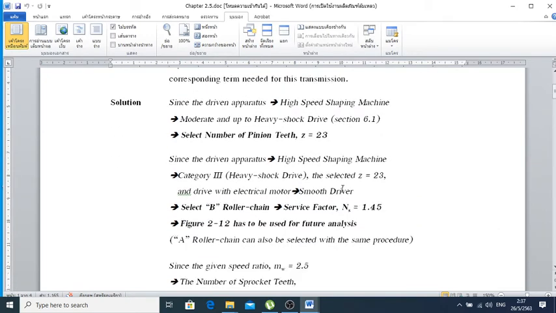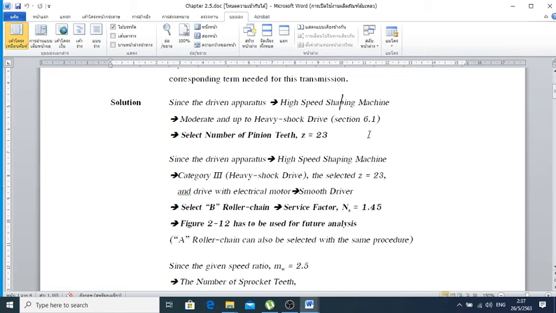So therefore, no doubt about it, it's going to cause a lot of impact. So it's going to be a heavy shock load as shown in figure 6.1. It's recommended to use a minimum number of teeth of 23. I make a choice of 23. Since the apparatus is a shaping machine, category number 3 is heavy shock load. You make the selection of this minimum number of teeth of 23 already.